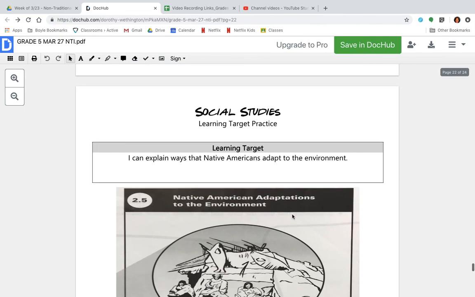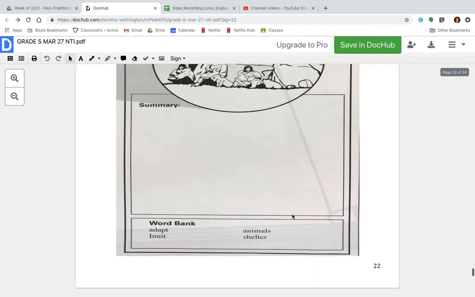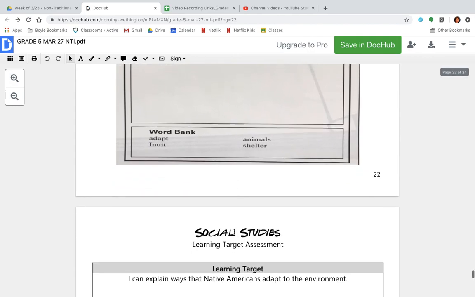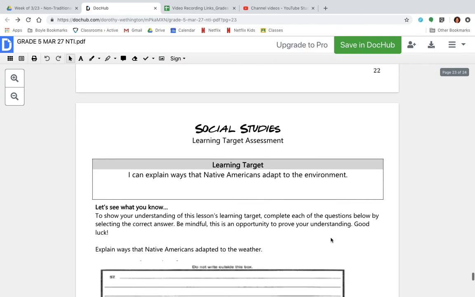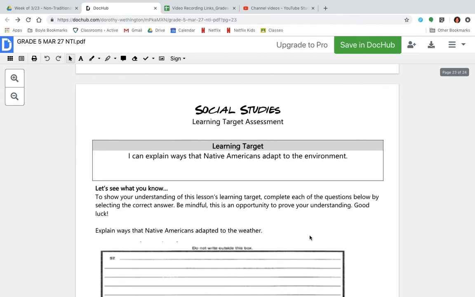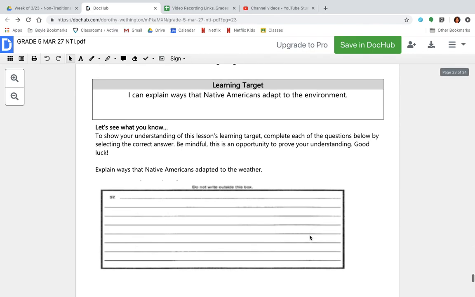Native American adaptations to the environment. Summary. Word bank: adapt, Inuit, animals, and shelter. Let's see what you know. To show your understanding of this lesson's learning target, complete each of the questions below by selecting the correct answer. Be mindful, this is an opportunity to prove your understanding. Good luck. Explain ways that Native Americans adapted to the weather.